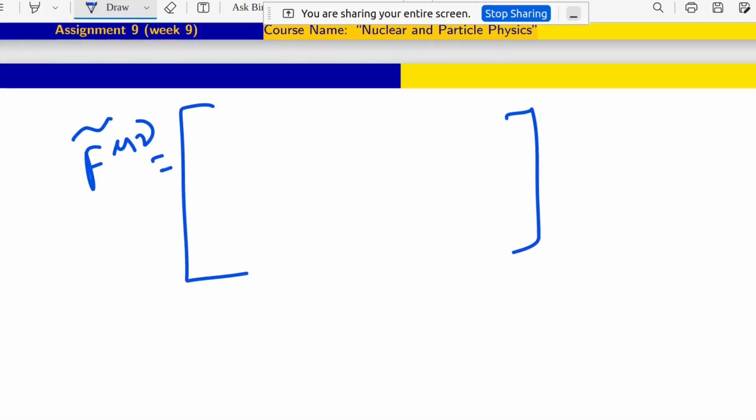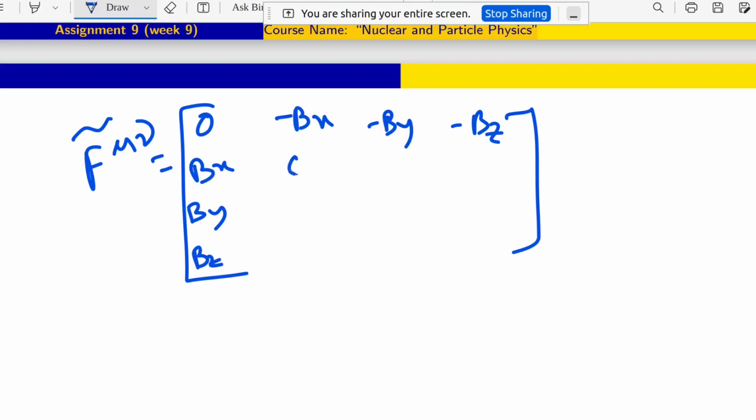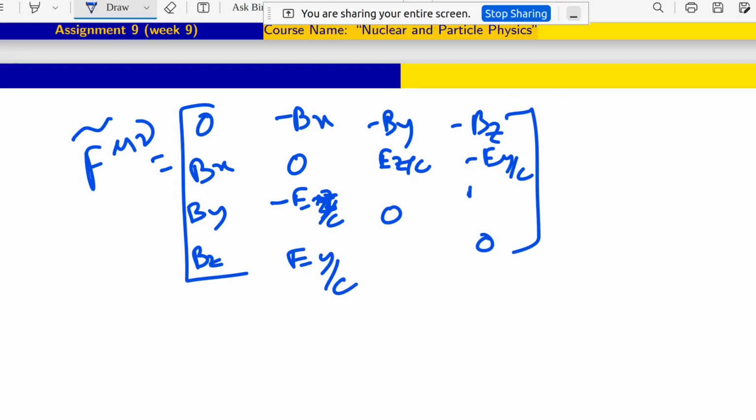So if I write the matrix here, then it will be like: 0, minus bx, minus by, minus bz; bx, 0, ez by c, minus ey by c; by, minus ez by c, 0, ex by c; bz, ey by c, minus ex by c, 0. So this is the expression for F mu nu tilde.